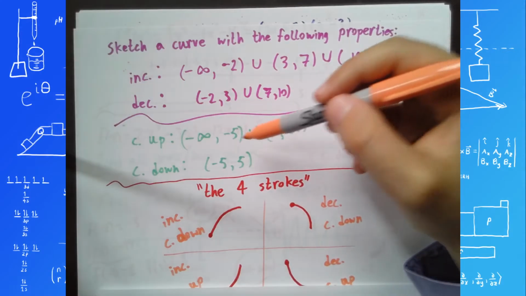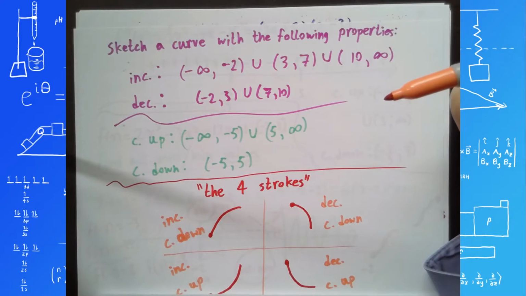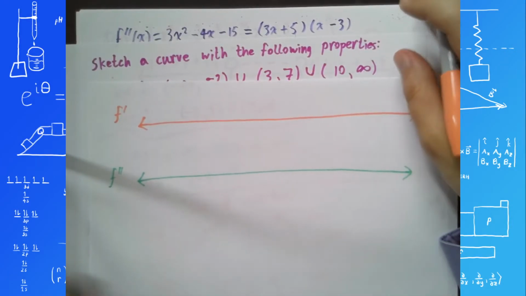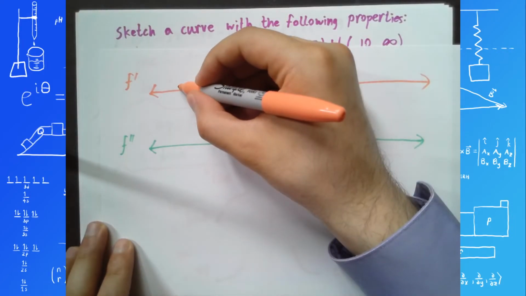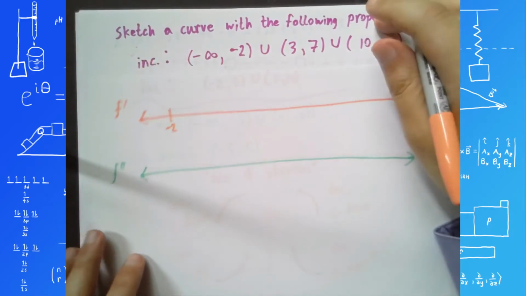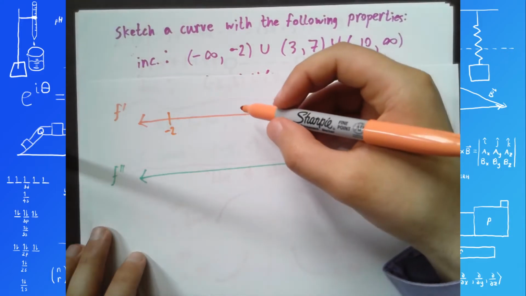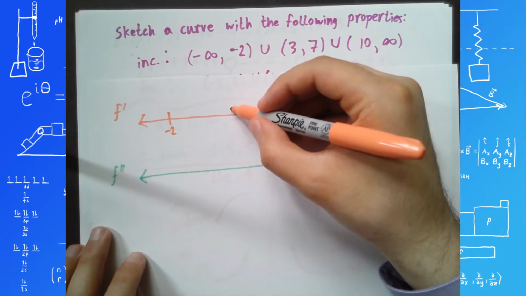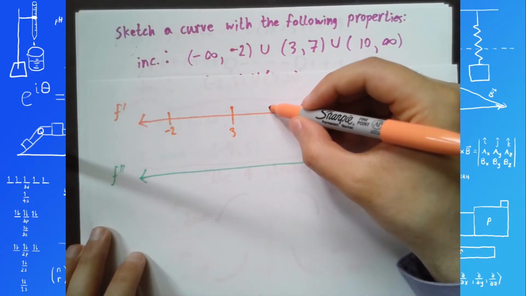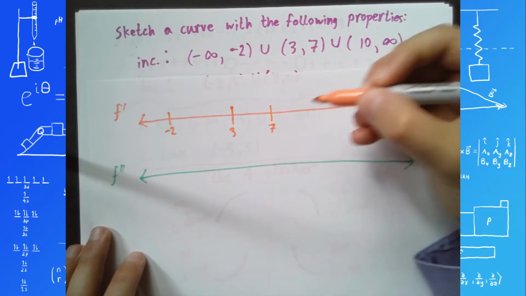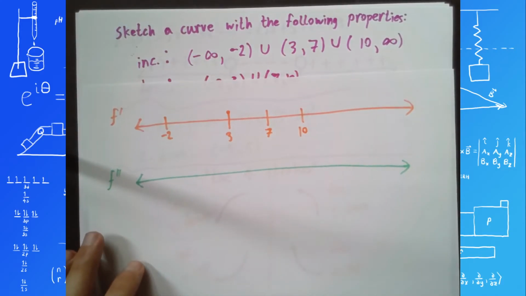And let me plan ahead. So it looks like -5 and 5 are going to be points of interest on the green. Okay, I can make that work. So I'll put -2 over here, and I guess I'll put 3 over here, and I'll put 7 over here, and I'll put 10 over here.